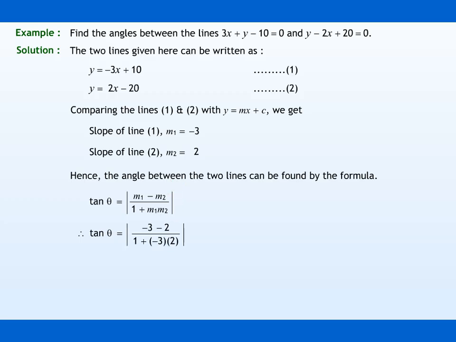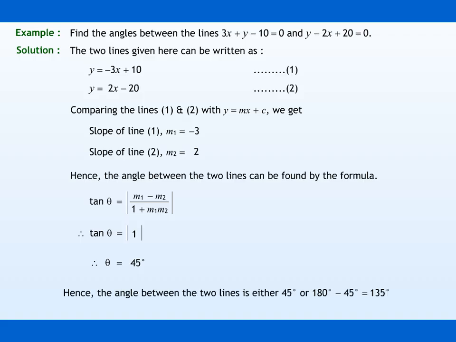Therefore, tan theta is equal to modulus of (minus 3 minus 2) whole upon (1 plus minus 3 into 2). Therefore, tan theta is equal to modulus of minus 5 upon minus 5. Therefore, tan theta is equal to modulus of 1. Therefore, theta is equal to tan inverse of 1. Therefore, theta is equal to 45 degrees.